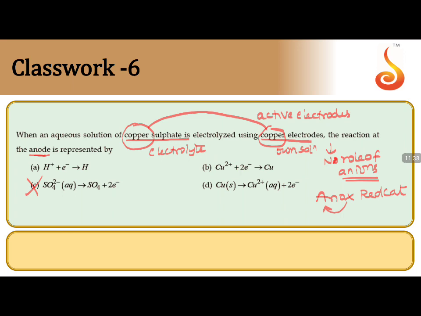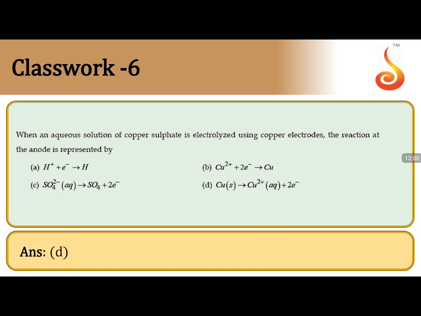Oxidation should take place at anode. Oxidation is loss of electrons. So this is gain of electrons. Here this is gain of electron. This is gain of electron, so this should be removed. This is also gain of electron, this is removed. This is the loss of electron, so the option left out should be answer D. So the answer will be D. I hope everyone has understood this particular one. This is the active electrode concept to be understood here.